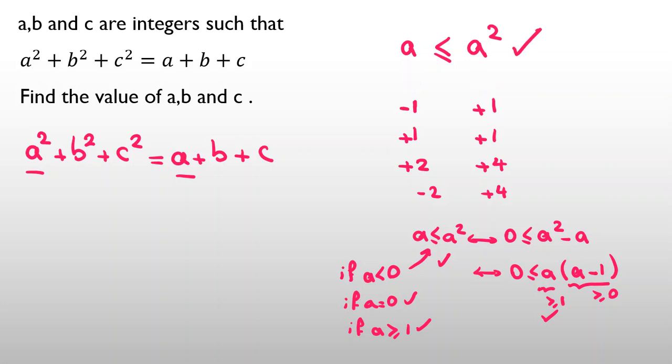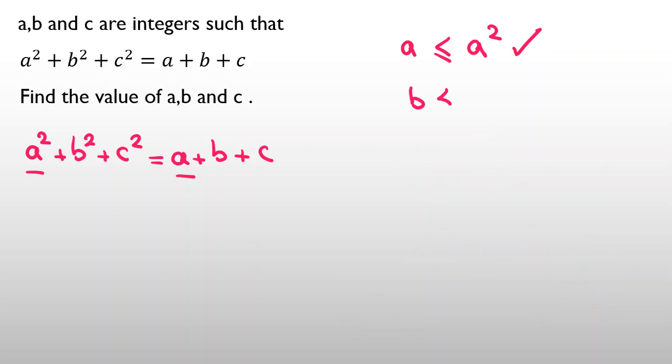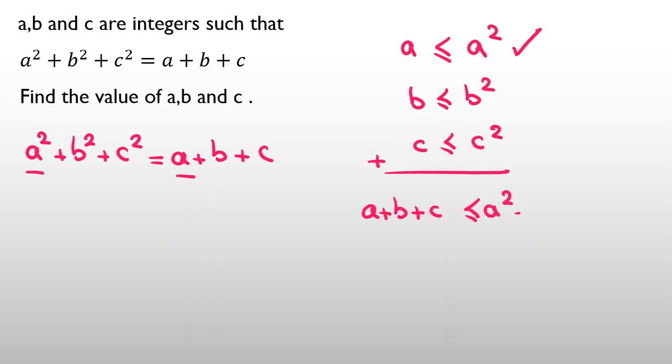Now we can say this also for B squared and C squared. For B also, I can write B less than or equal to B squared, and C less than or equal to C squared. If we add all these, A plus B plus C will be less than or equal to A squared plus B squared plus C squared. But we know that we have equality here.